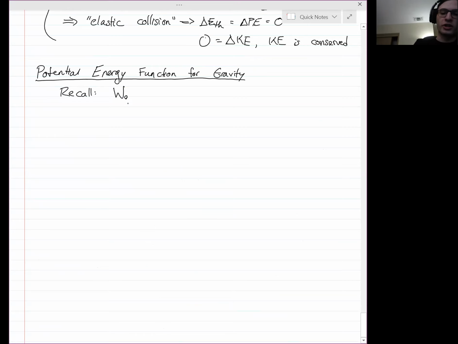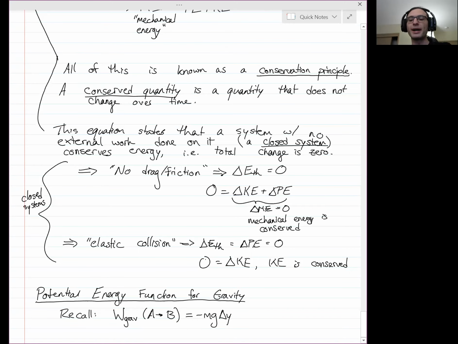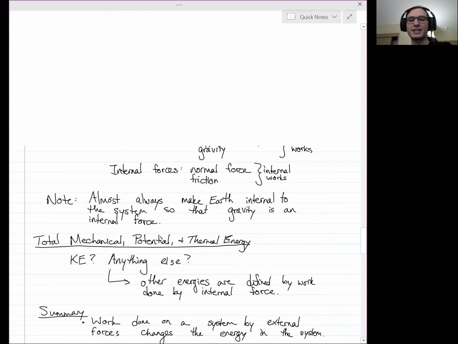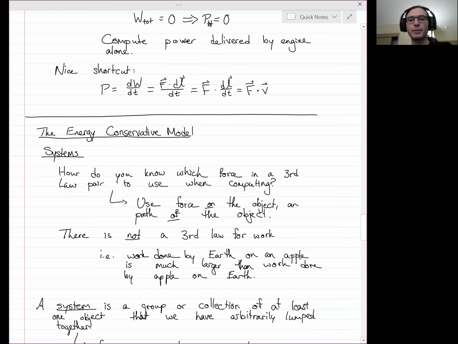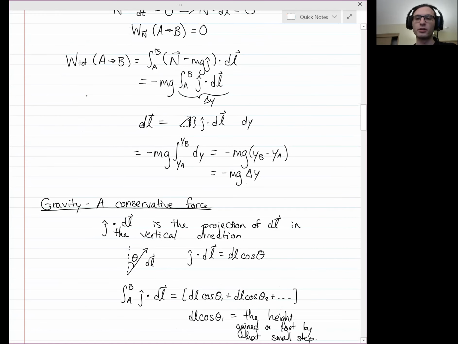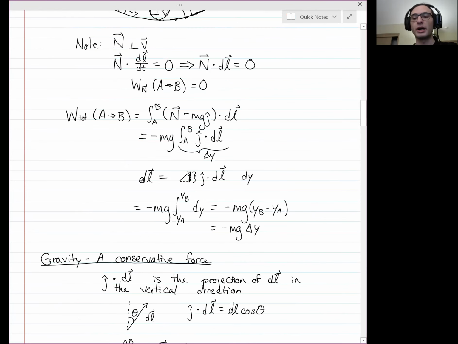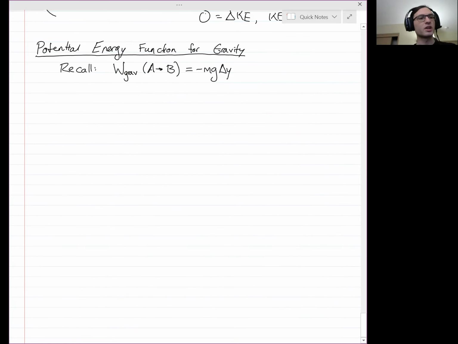So let's recall that the work done by gravity from point A to B is negative mg delta y, where delta y is the height at position B minus the height at position A. I say recall because we talked about that last lecture, I believe. Here, this is the work done by gravity in this example, the block sliding in a frictionless loop-de-loop. And we got negative mg delta y.